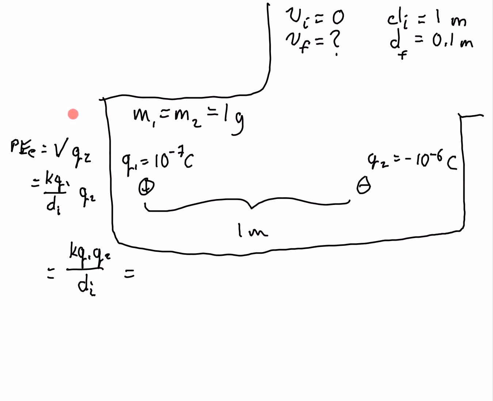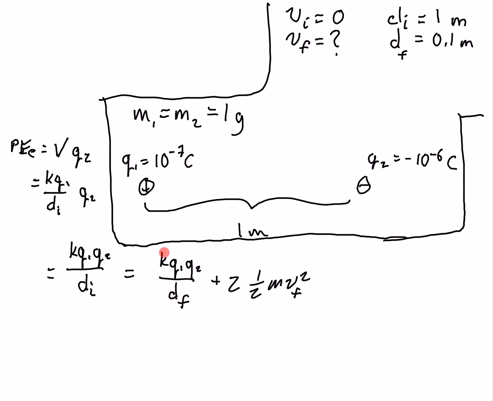Note that we did this by getting the voltage due to charge Q1 and multiplying it by Q2 to get the potential energy. We could equally well have gotten the voltage due to Q2 and multiplied by Q1. We would have gotten the same result.